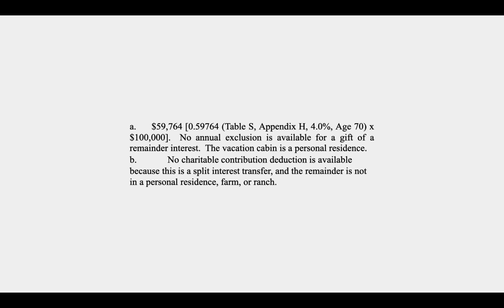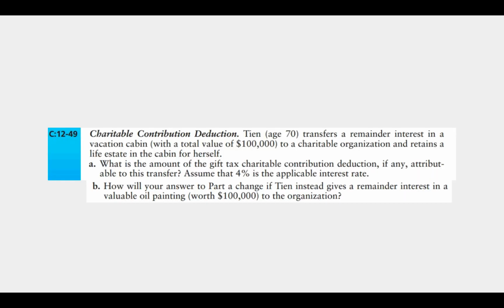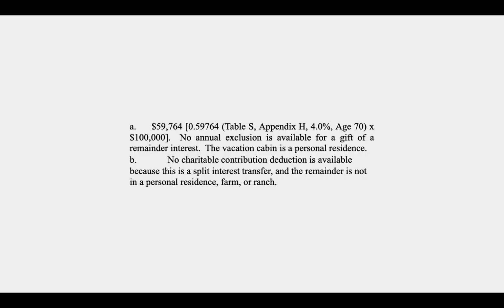I'm not allowed an annual exclusion because this is a gift of a remainder interest. The vacation cabin is a personal residence, so I don't get that charitable exclusion. B, how will your answer change if she instead gives a remainder interest in a valuable oil painting to the organization? Again, no charitable contribution deduction is available now because this is a split interest transfer and the remainder is not in a personal residence, farm, or ranch.